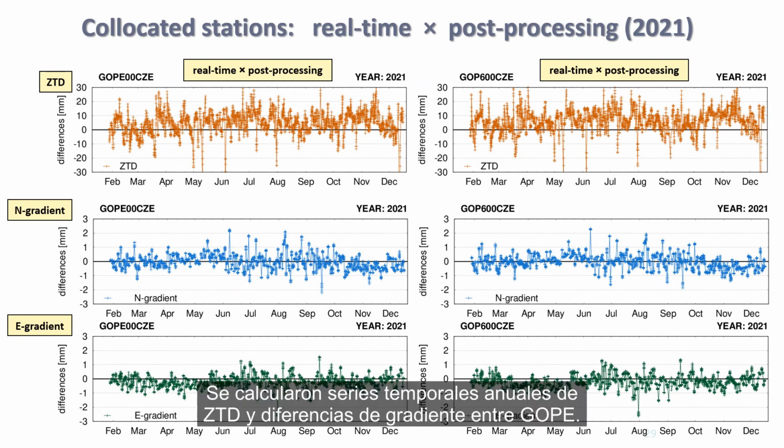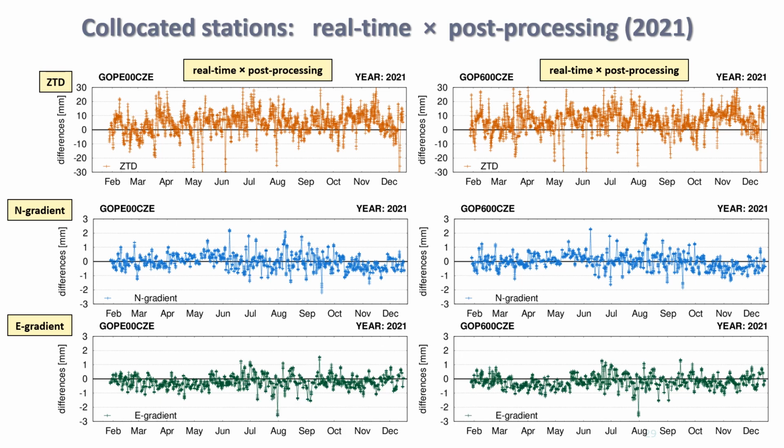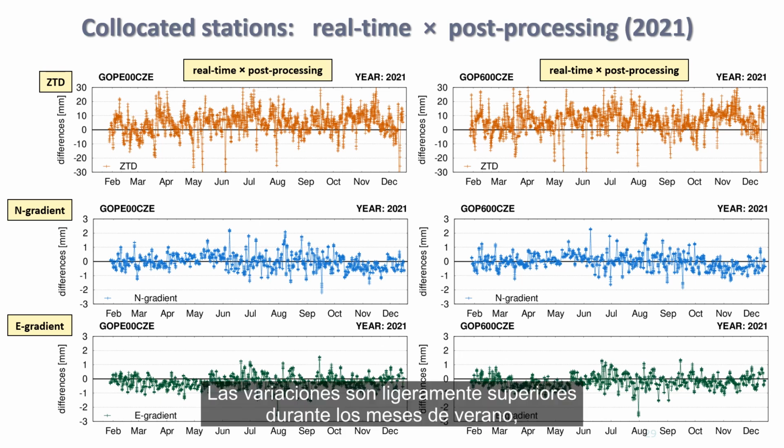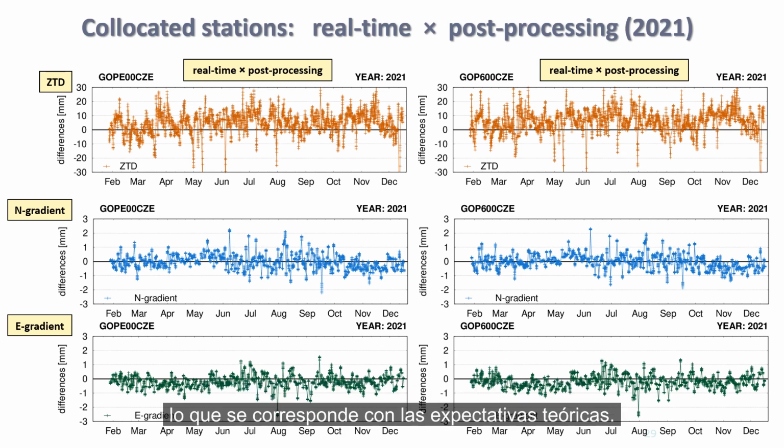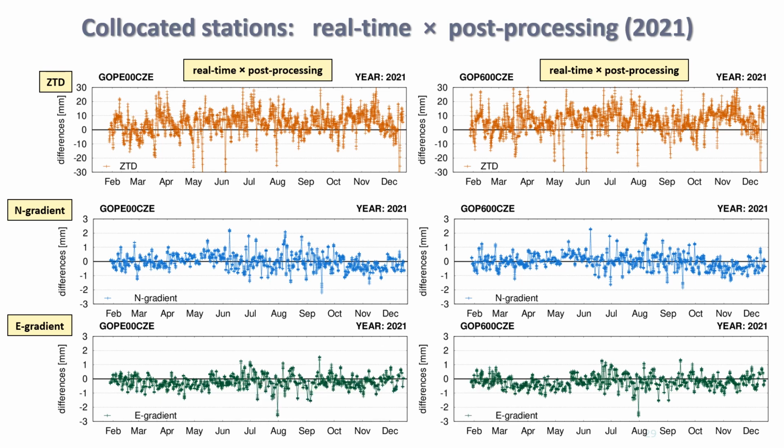Yearly time series of ZTD and gradient differences were calculated between GOPE and GOP6, showing typical fluctuation in quality of estimated tropospheric parameters. Variations are slightly higher during summer months, which corresponds to theoretical expectation. Strong similarities can be easily observed.